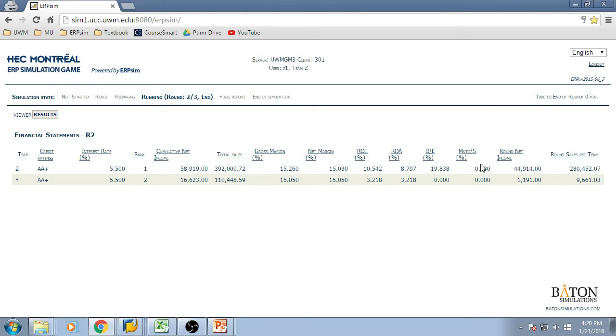Marketing, by the way, is cumulative, so this is my cumulative marketing. I didn't do any marketing in round two, so this is just the average of round one and round two coming together. So my round net income was 44,914, and my round sales per team was 280,000. And this is just Team Y running out of all the rest of their inventory. At this point, I'm presuming they're out of inventory.